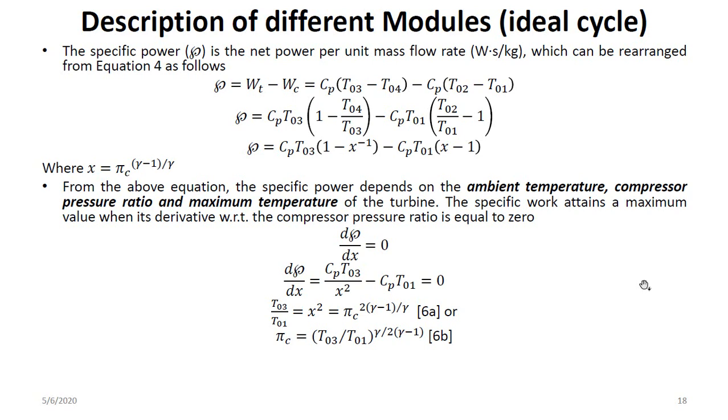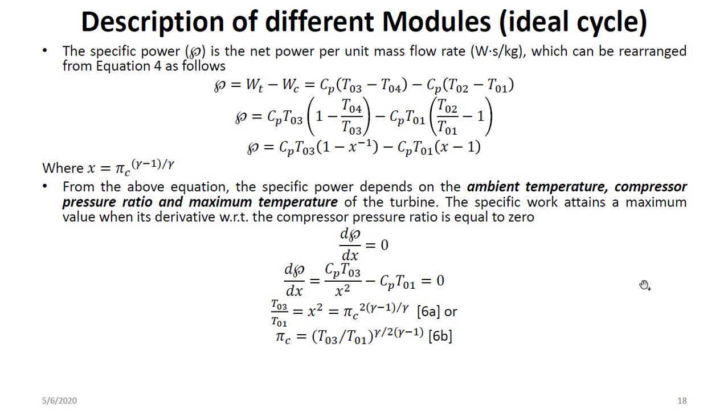And from here, you can differentiate the specific power with respect to x and set the results equal to 0. And if you do that, you get this expression where dp over dx is equal to cp T3 over x squared minus cp T01, and is equal to 0.